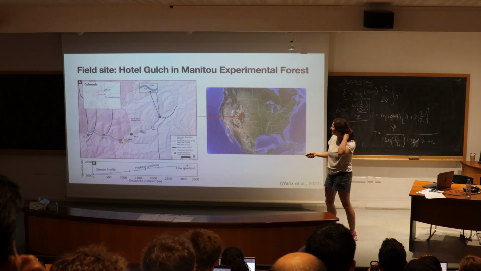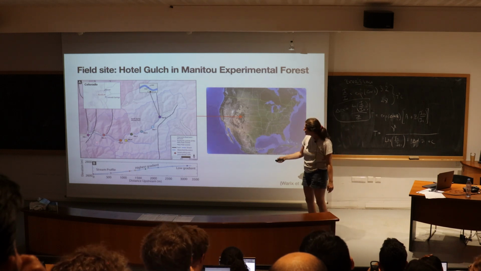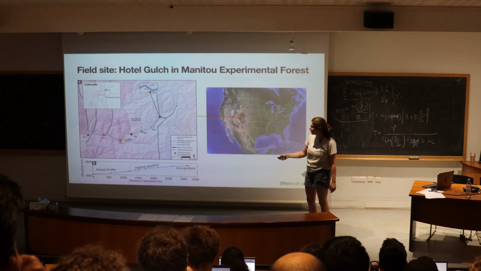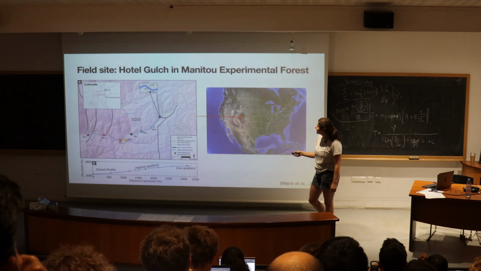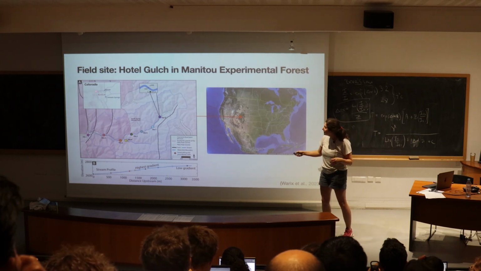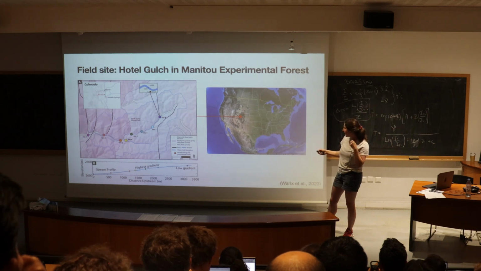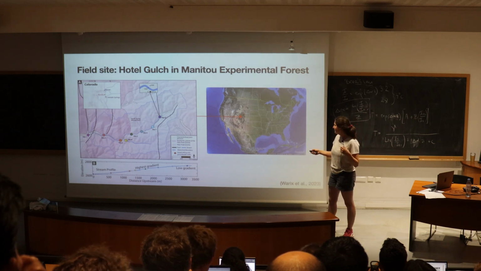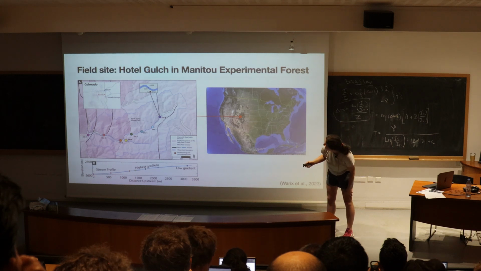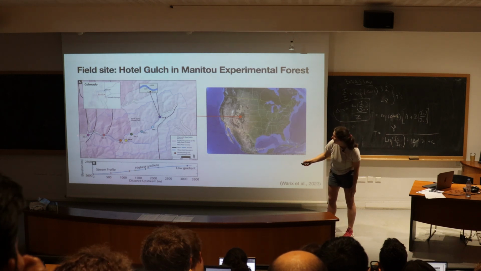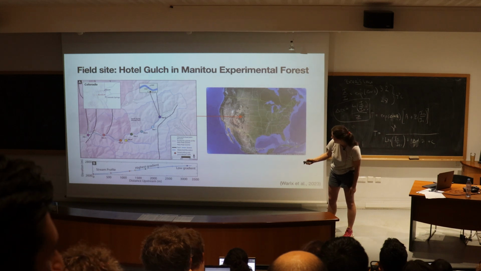So here's the field site. It's Hotel Gulch. This is a 2-kilometer long headwater stream in the Manitou Experimental Forest, which is located here. It's a long-term monitoring site located south of Denver in Colorado, which is here in the US, on the east side of the Rocky Mountains. And this is the top of the catchment, site 8, and here's the bottom of the catchment.